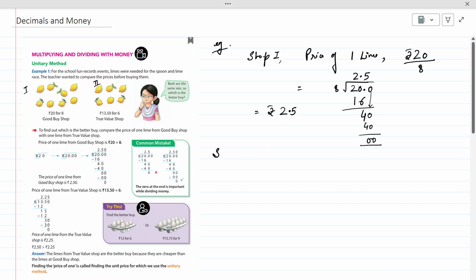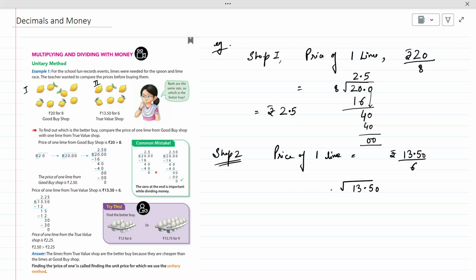Now let's go to the other shop, shop number 2, to compare the prices. Here, the price of one lime can be taken out by dividing rupees 13.50 by 6, the number of lemons. So when we divide this, 13.50 by 6, 6 into 2 is 12. 3 minus 2 is 1, 0. And now we have a decimal, so we put it here in the quotient.